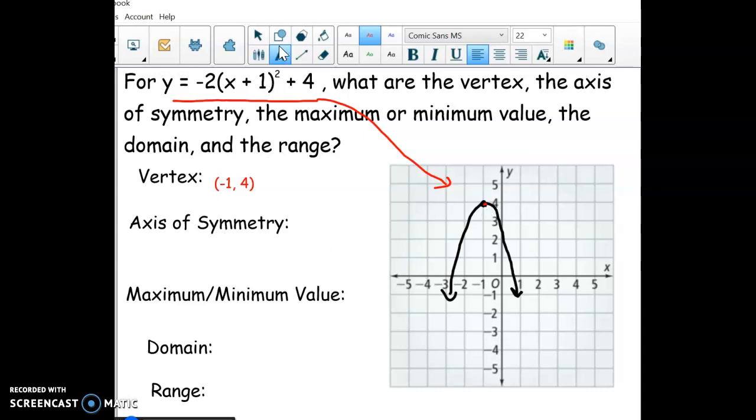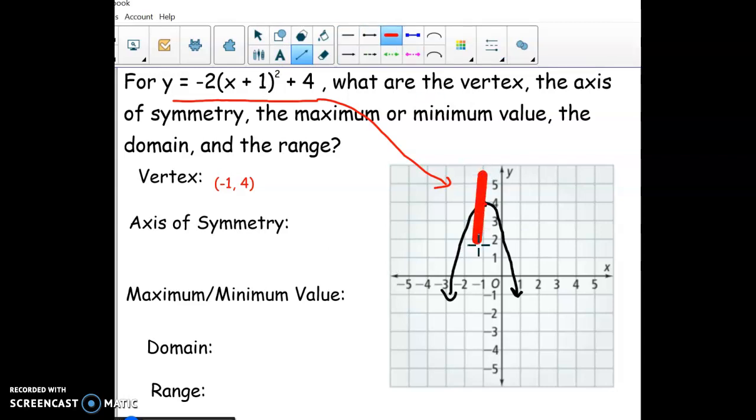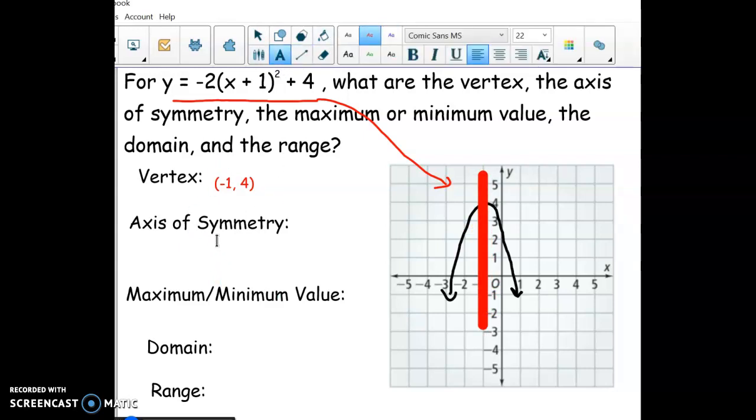The axis of symmetry is the line that goes up and down. So let's see if I can draw it in here. It's just this line right there, and that's an x equals line. So it's just going to be x equals and then -1. Right? You can actually see it right there in the vertex. It's going through -1 on the x-axis.